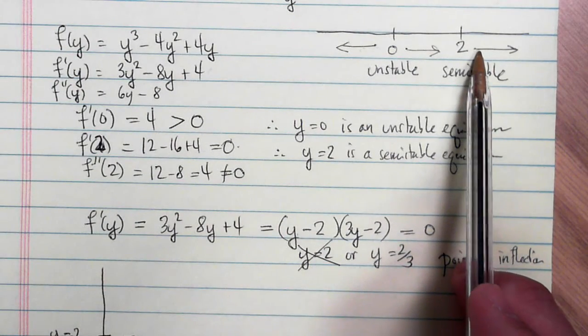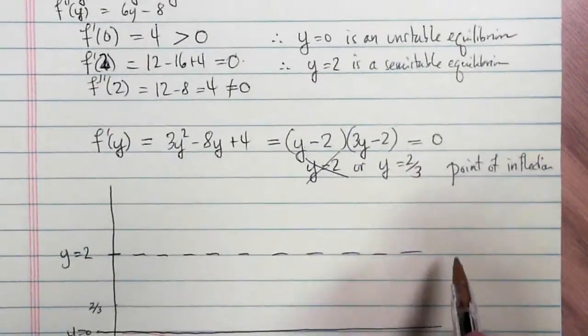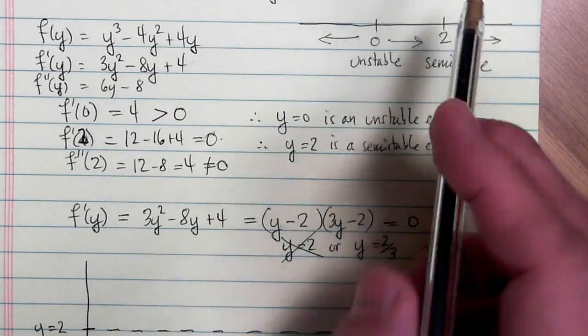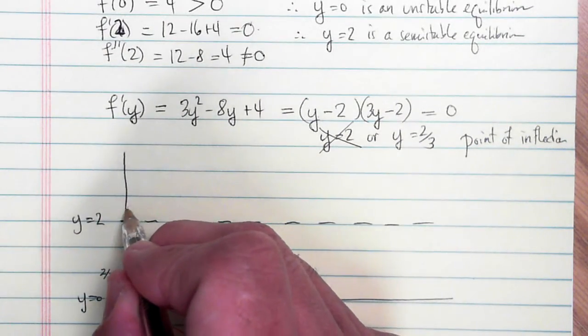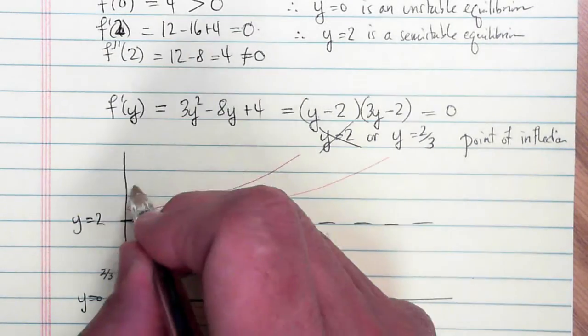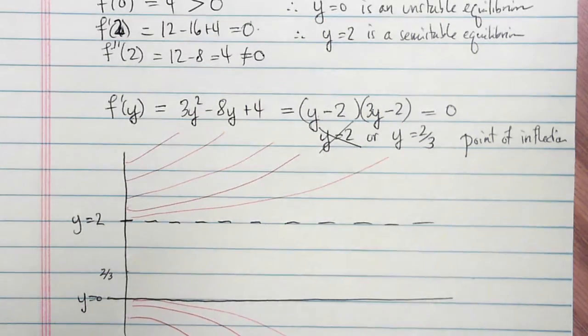Okay, to the right of 2, or above 2, the graphs are increasing. And there are no points of inflection out here. The only point of inflection occurred at 2/3. So the graphs will be increasing upward like this. And they don't cross because every initial value problem has a unique solution.